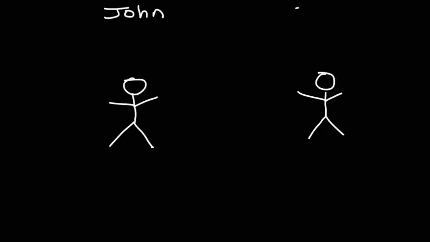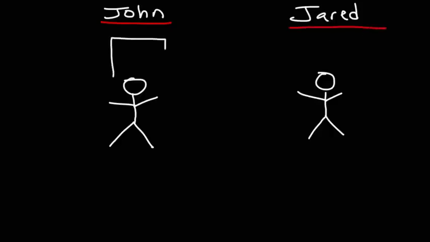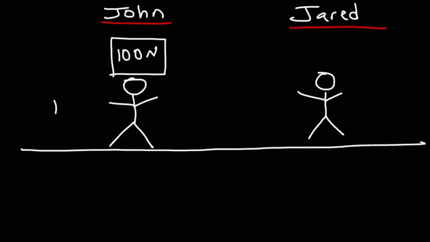Now let's use another way to illustrate the concept of power. So let's say we have two individuals. We'll call this person John and this one Jared. Let's say that John lifts a 100 Newton box a distance of 1 meter above the ground. So work is force times displacement. So a force of 100 newtons times a displacement of 1 meter, he's doing 100 joules of work.